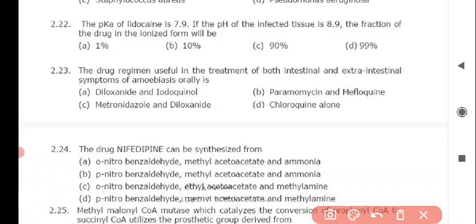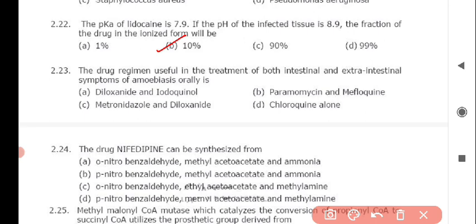The next question: the pKa of the drug is 0.9, and if the pH of the infected tissue is 8.9, the fraction of drug in the ionized form will be. The correct answer for this is option B, 10%.